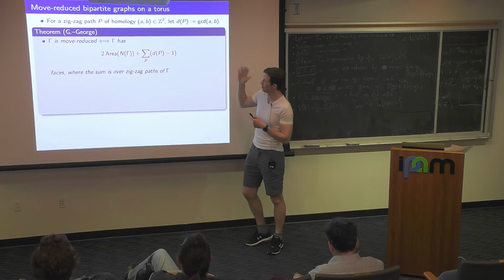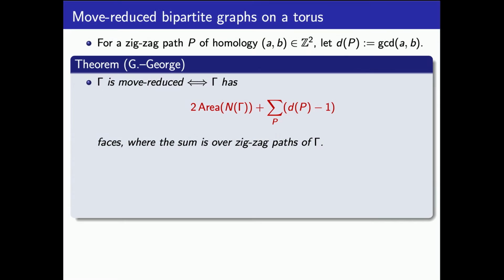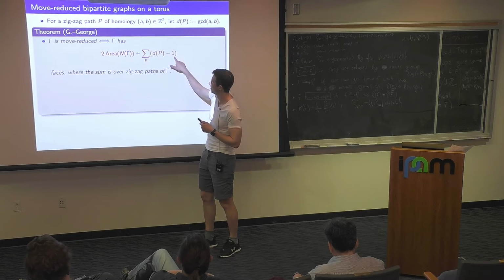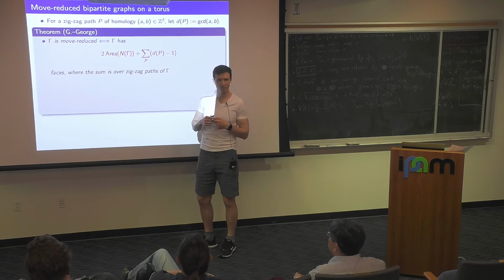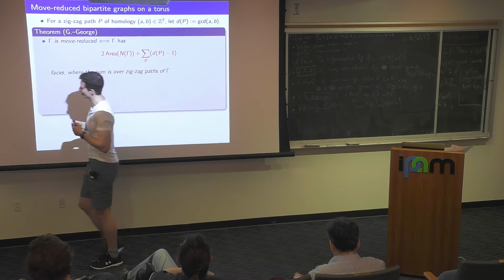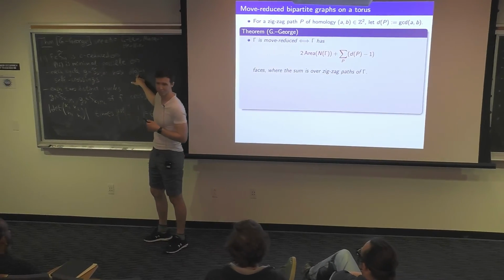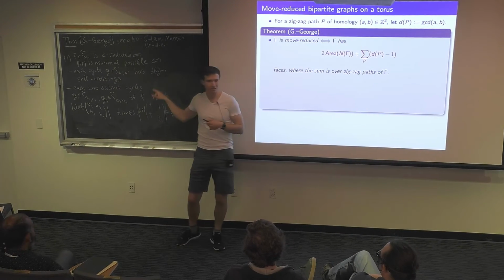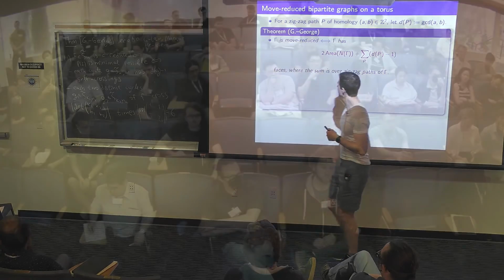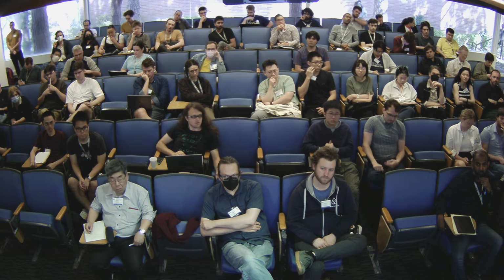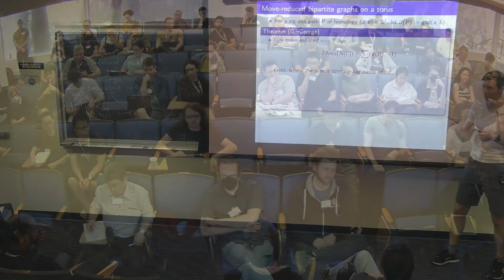And so the theorem is that a graph is move reduced if and only if it has twice the area as before, so that's the minimal part, plus the sum of GCD minus 1 over all zigzag paths. So this is kind of remarkably similar to d of g, this sum over here. Okay, yeah? So how do you define the homology of a zigzag path? So it's a closed loop on a torus. So it has homology. Oriented loop, yeah.